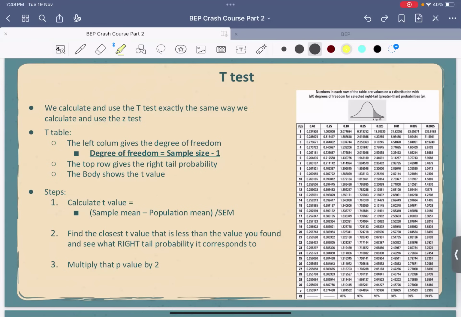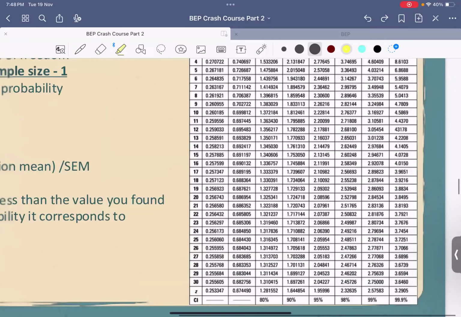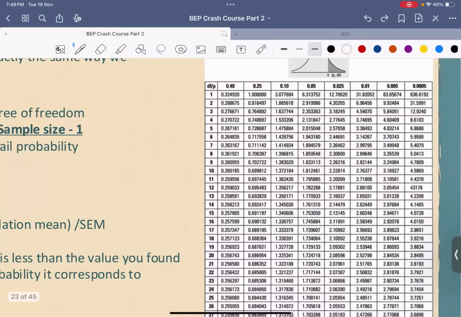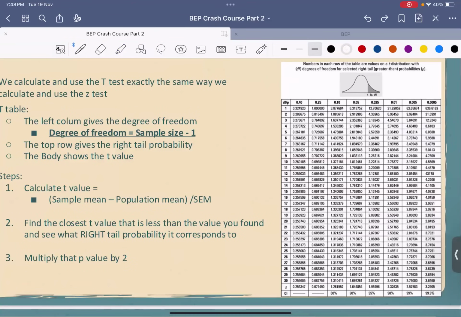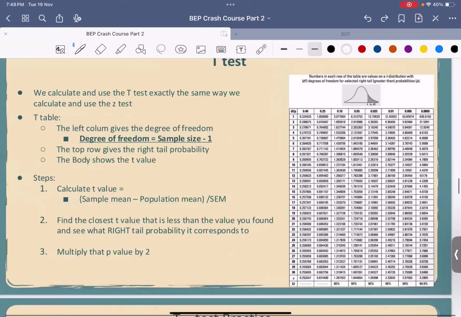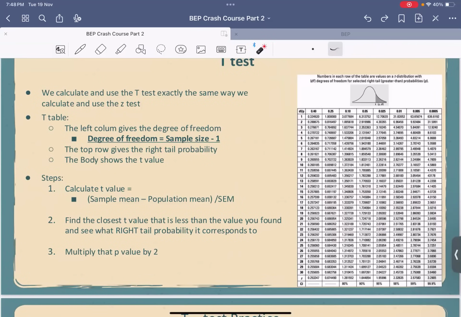But there are some important things, okay? We calculate and use the t-test exactly the same way we calculate and use the z-test. So review that before coming here, because I'm not going to repeat everything again. I'm going to explain assuming that you understand everything about how to use the z-test. So this is the t-table, and you'll notice that it's a different format. The one we used to use is the z-table. In the t-table, the left column shows something called the degree of freedom.